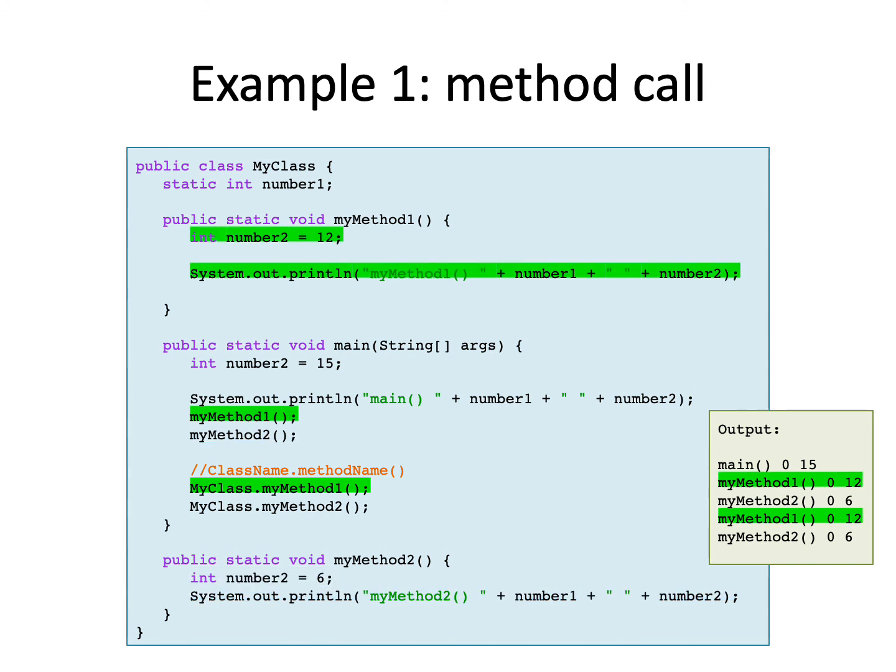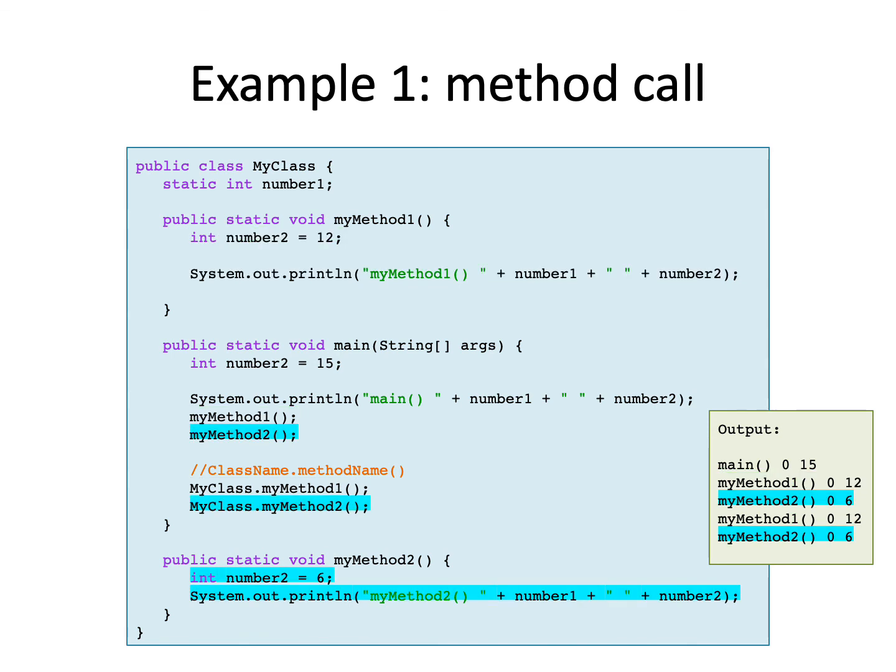Then we have myClass.myMethod1, which is the same call as before, but here we use the class name, which shows the value 0 and 12. It has the same output as what we saw earlier. The same goes to myClass.myMethod2, which we can call the method as myMethod2 without the class name. It displays 0 and 6.